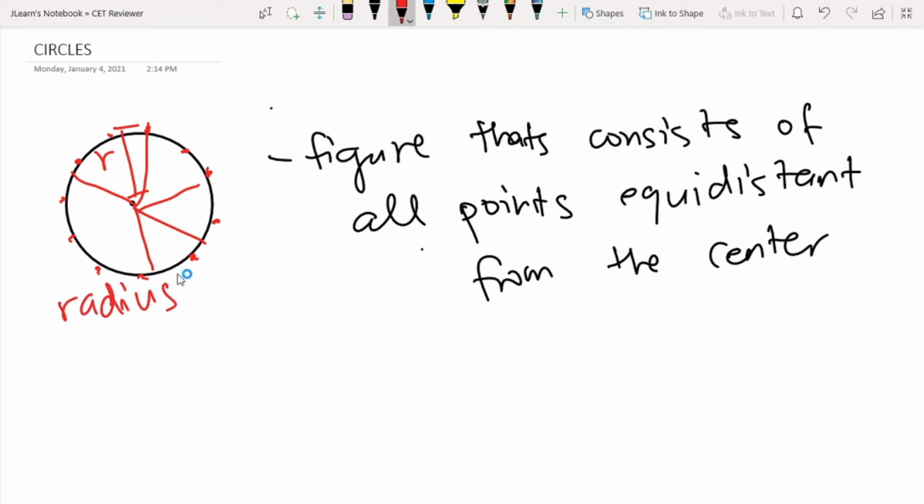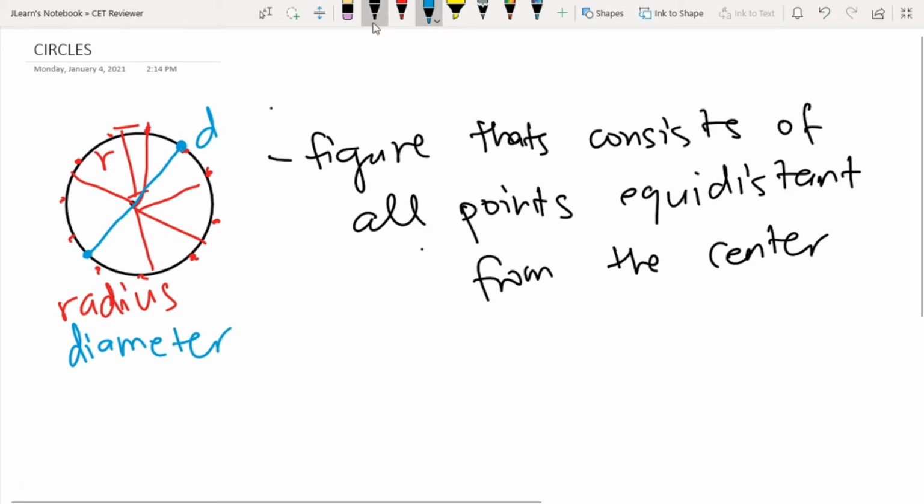Okay? And then we call yung whole distance from one point of the circle passing through the center to another point in the circle as the diameter, or d. Okay, so basta yung radius yung maikli, yung diameter yung mahaba.